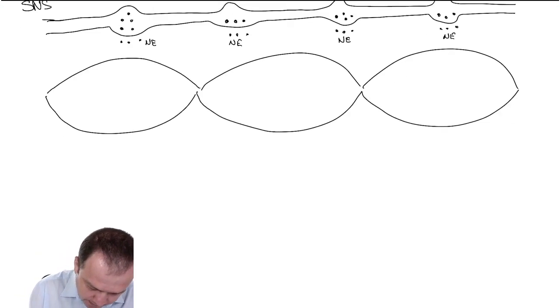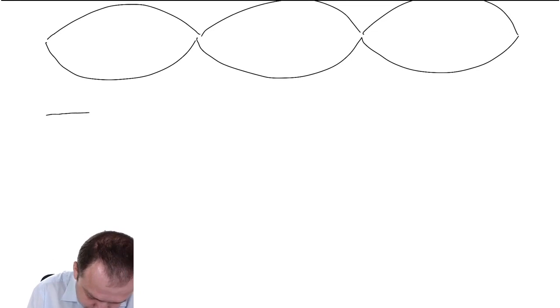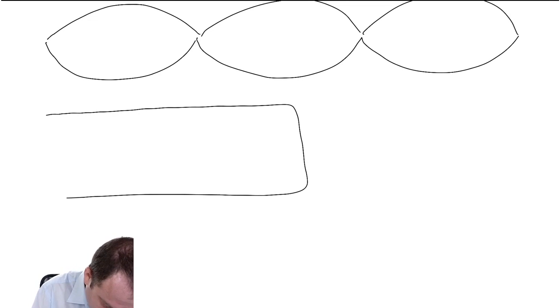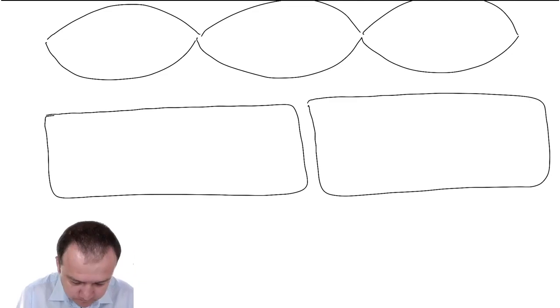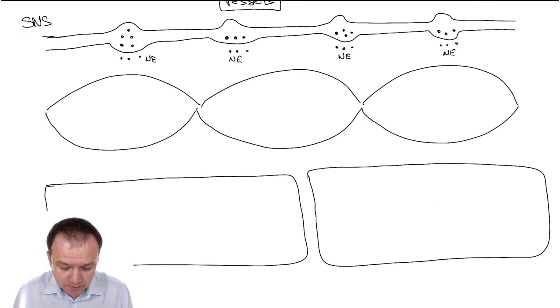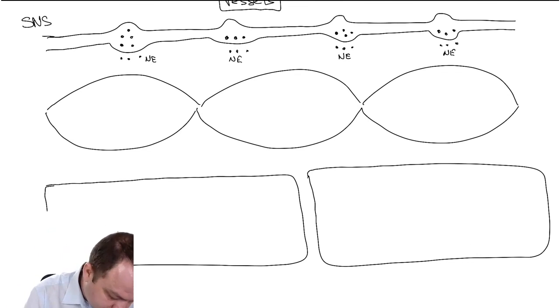And we have endothelial cells. And endothelial cells play a very important role in vascular function. So, what kind of receptors do we have in the vessels? And of course, we're talking about smooth muscles.